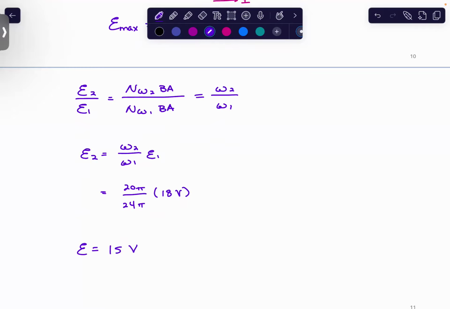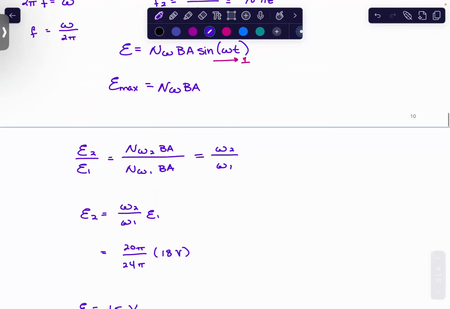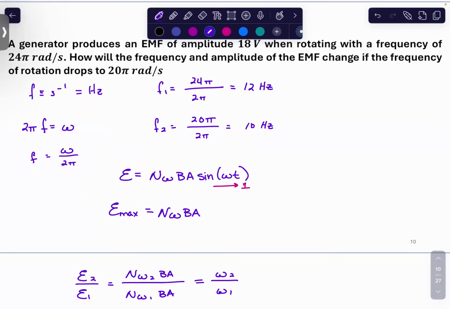Change them to what? Because you also needed to know how the frequency changes. EMF change and frequency change.